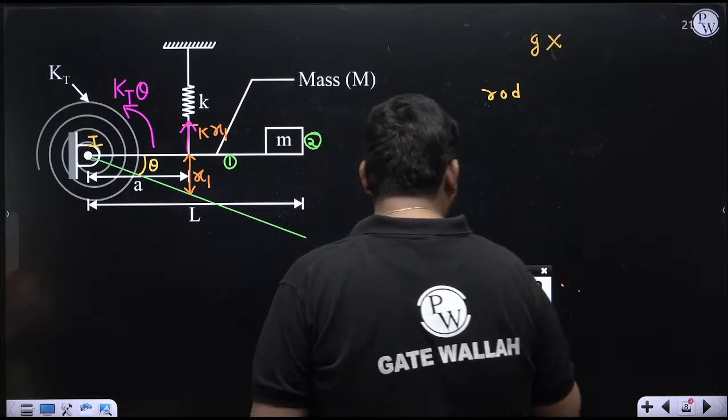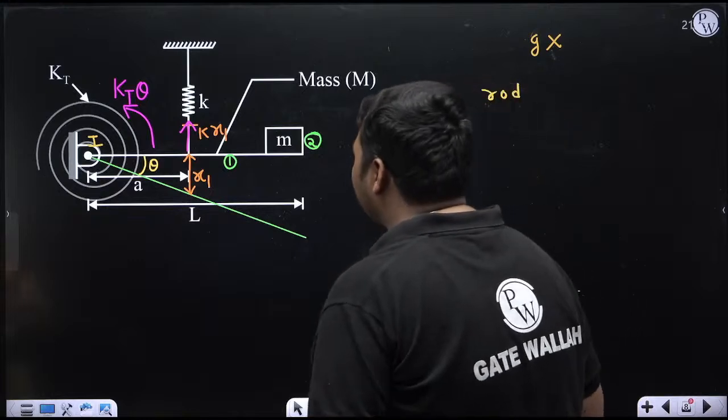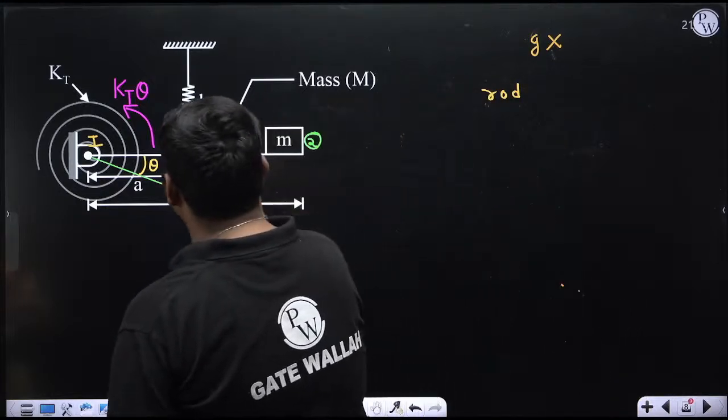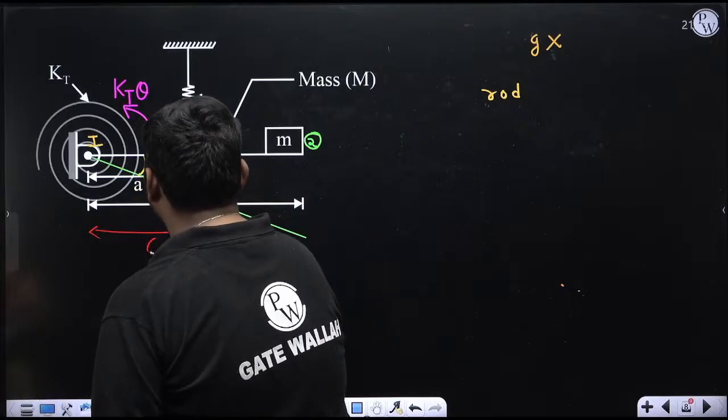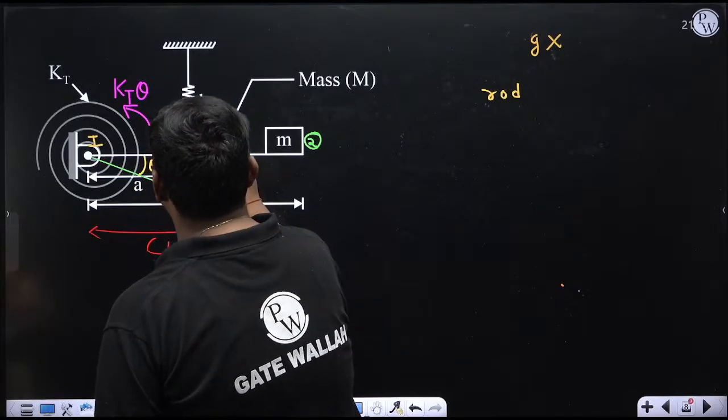So what will we do? First, calculate the mass moment of inertia of the rod about the center of gravity of the rod. The center of gravity of the rod will be at the middle. Suppose this distance is L by 2. This is the center of gravity of the rod, that is G1.